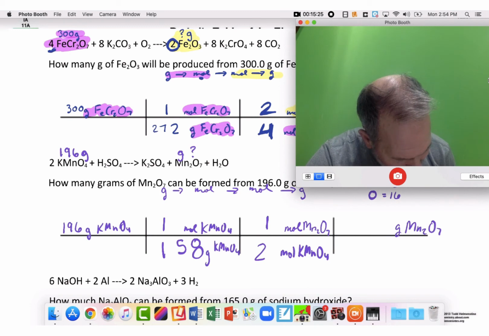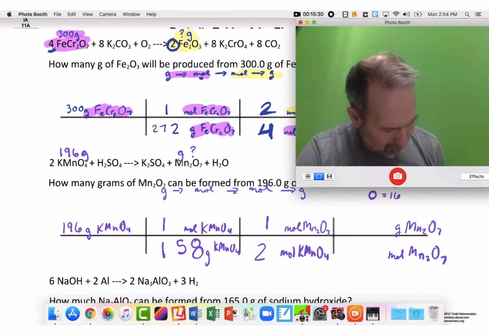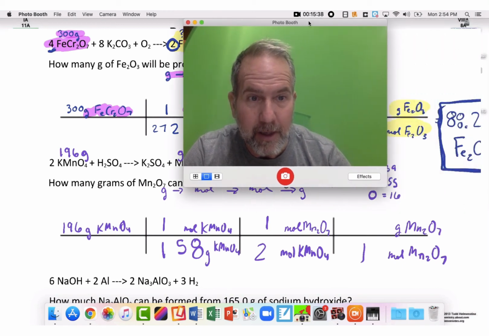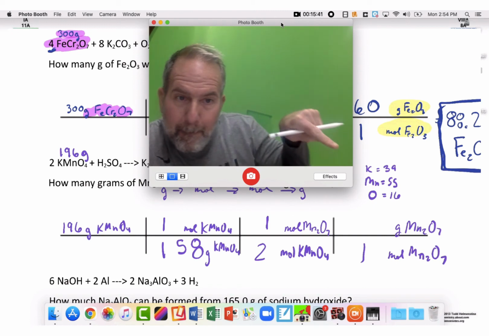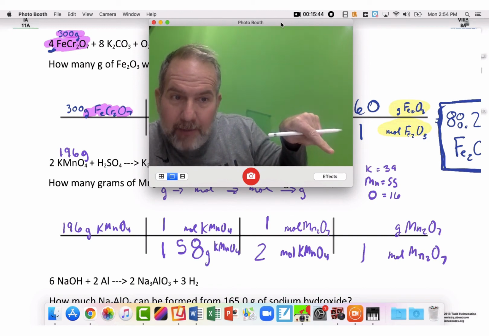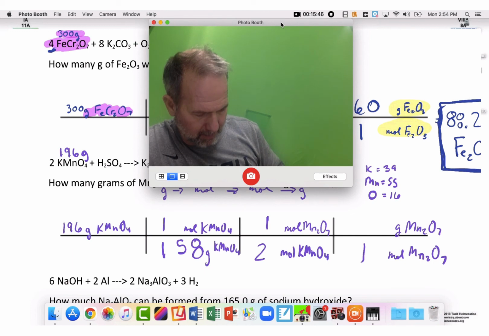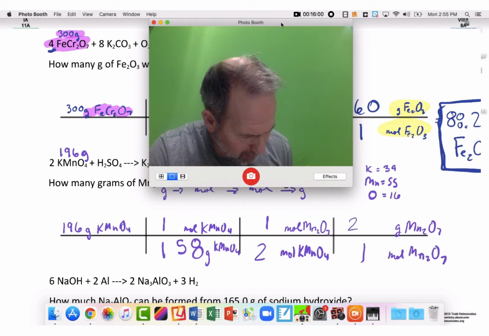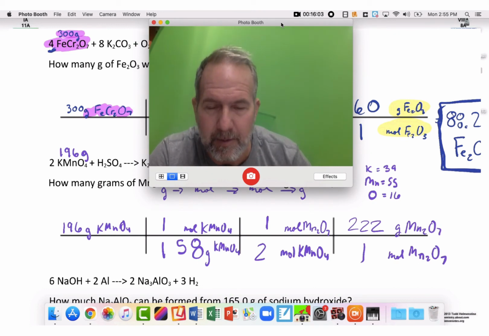Let's cross out these moles. Moles of Mn2O7. 1 mole, and then the mass will be 55 times 2 plus 16 times 7. Okay, school's out, guys. I'll see you later. Is 222. Whew, that's a biggie. All right, that's the numbers I'm getting.